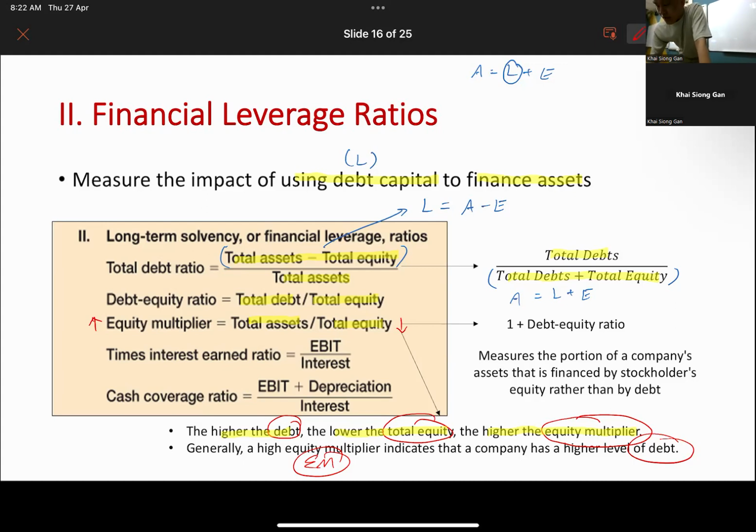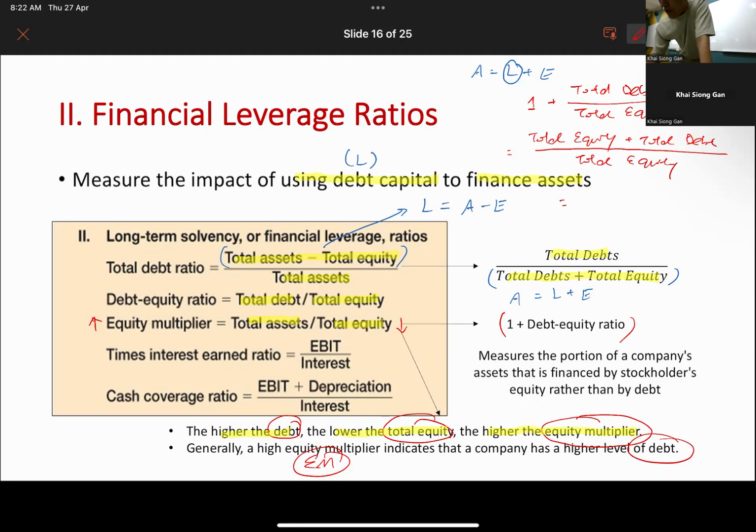For equity multiplier, you can actually use this formula as well: 1 plus debt equity ratio. Why? Because the debt equity ratio is total debt divided by total equity. So I can write it as total equity plus total debt as a proportion of total equity. Equity plus debt means equity plus liability, which equals your total assets as a proportion of total equity. Ta-da! It's the same formula.